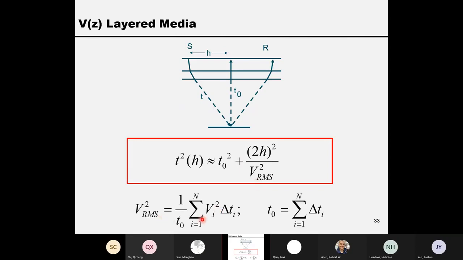RMS means V squared multiplied by the interval weighting, and the sum of them together, divided by the overall weighting, which means the sum of all the data t's together, which is t0, and the square root means you also have a square root here. Of course, we do not put the square root here, we put the square in front, on the left-hand side. That's RMS.